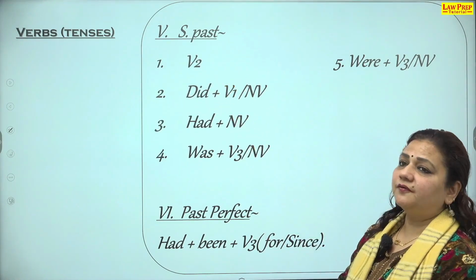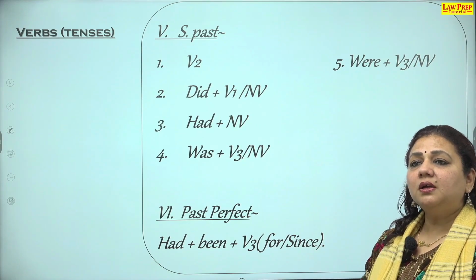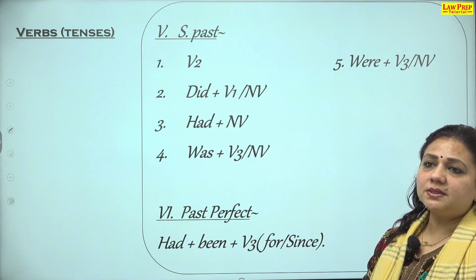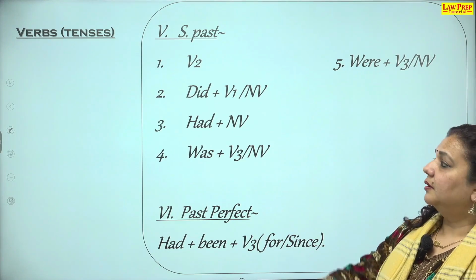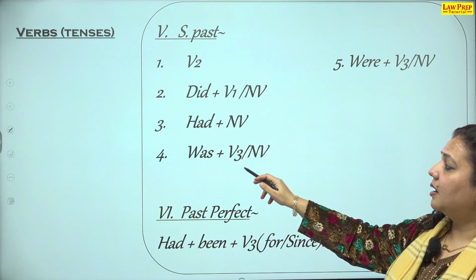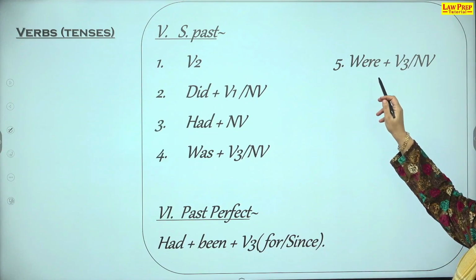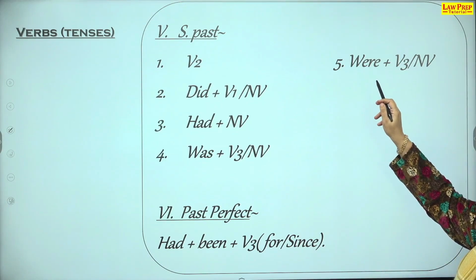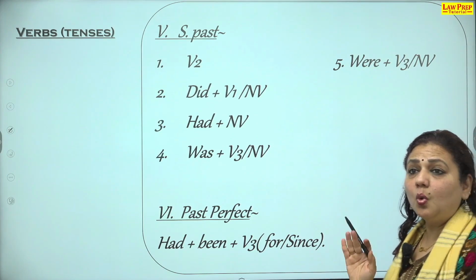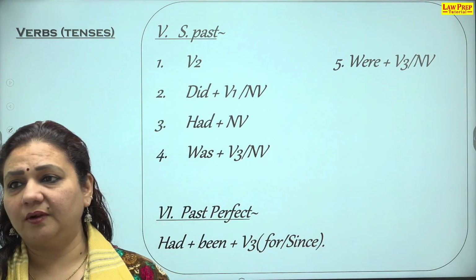Did plus verb first form. Yes, did plus verb first form. They did not lose anything. They did understand the concepts of English. They had a sharp mind. He was prepared for the exam. They were scolded by the teacher for not doing the homework. Can you see the simple past tense? There is no other method to make a simple past tense except these 5 methods that we are using here.